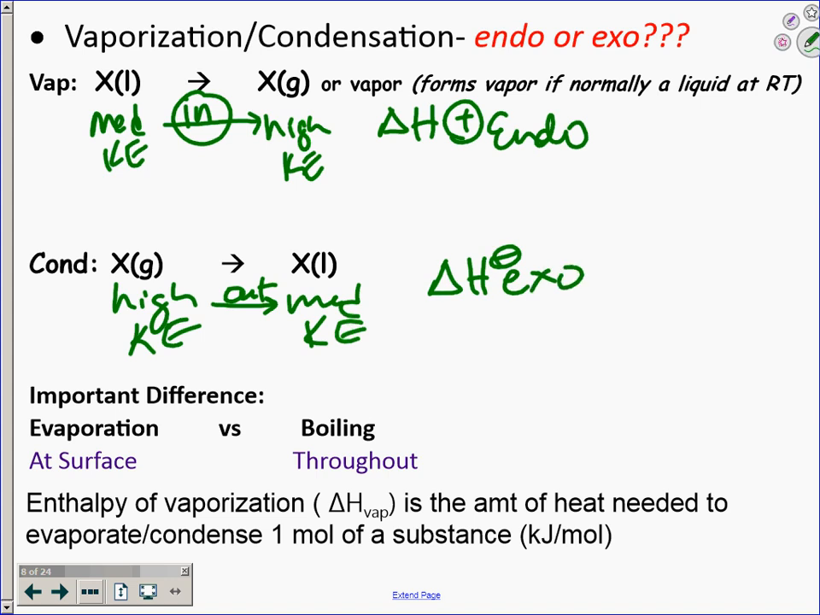Exothermic. Okay, so let's write down an example for vaporization and condensation. Everyday life, write down 2 examples. One for the first, one for the second.